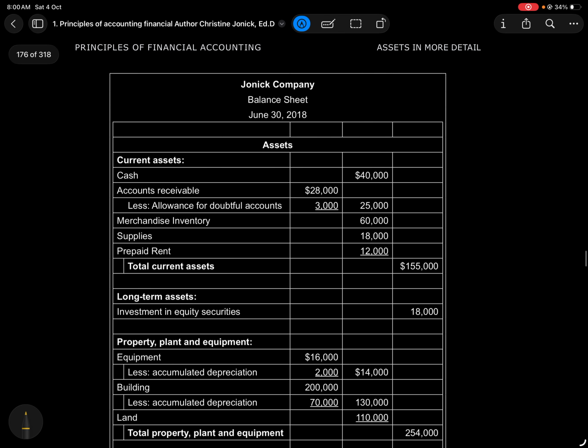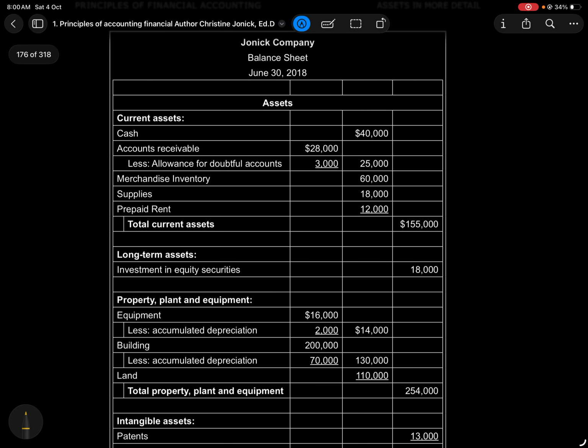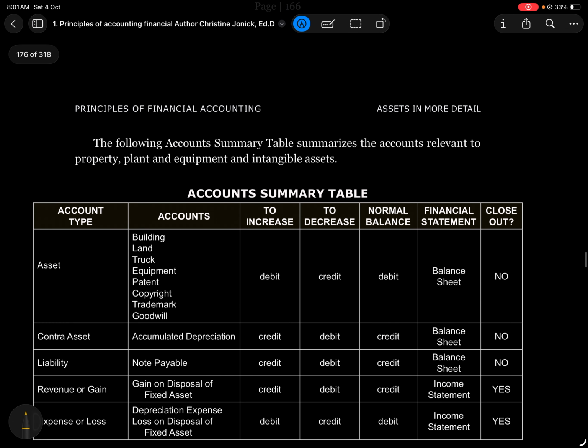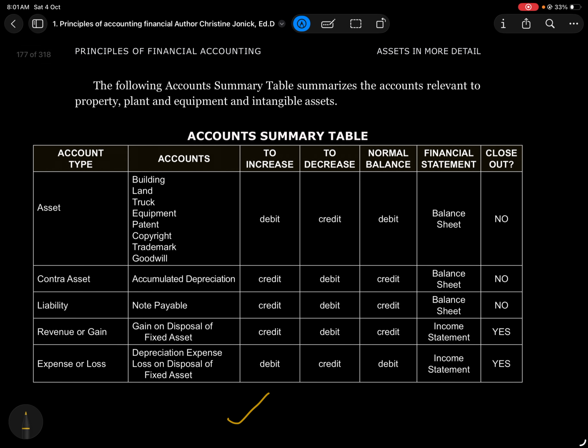Normally assets are classified into current assets, long-term assets, PPE, fixed assets, and intangible assets. Current assets have a 12-month window, long-term assets are multiple years, and fixed assets are a type of those. Intangible assets can't be touched. So that's how it's done, and this is how we can make a change to an asset.